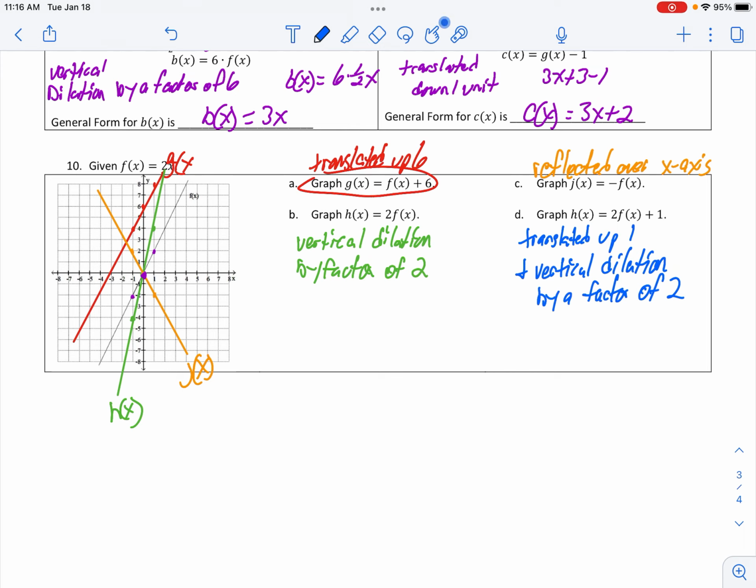So I'm at -2, that first purple one. Multiply that by 2, that takes me to -4. But then I'm going to move it up 1 because of the +1. 0, right there in the middle, times 2 is still 0, but I'm going to move it up 1. And then I'm up there at 2. 2 times 2 is 4. 4 plus 1, that's up to 5. Take your ruler, make your line. It's that blue line, which is then h of x.